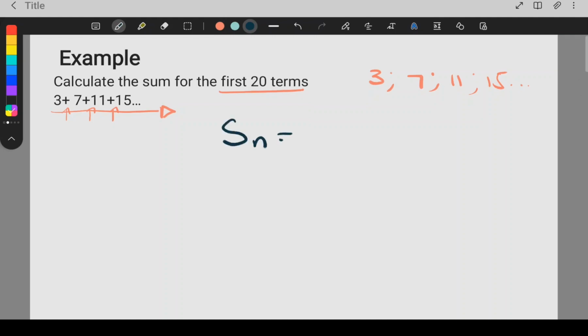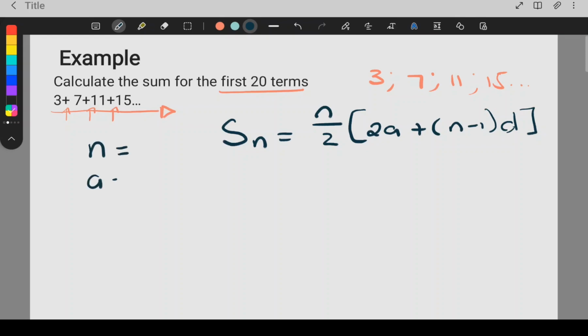First thing, we write our formula down. This you get from your formula page. Make sure you copy it correctly. Don't make mistakes. Now, I want to sub in n, I want to sub in a, and I want to sub in d. Calculate the sum of the first 20 terms.